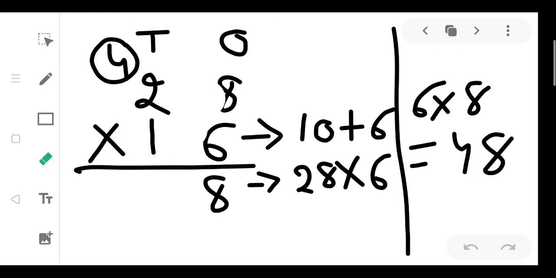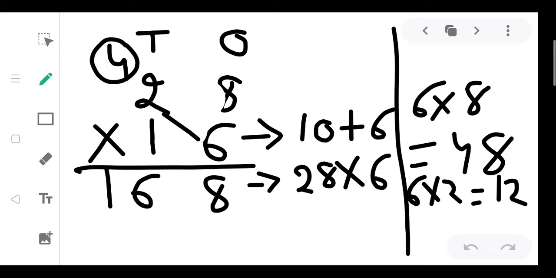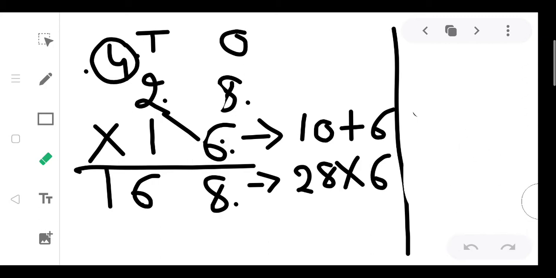Now we will read the table of 6 up to 2 ja. 6 2 ja 12, but we will not write 12 here, we will add the carry also, 12 plus 4, it becomes 16. 8 we have written, 4 was carry, and 16 we have written here. Now the ones place digit multiplication was over.